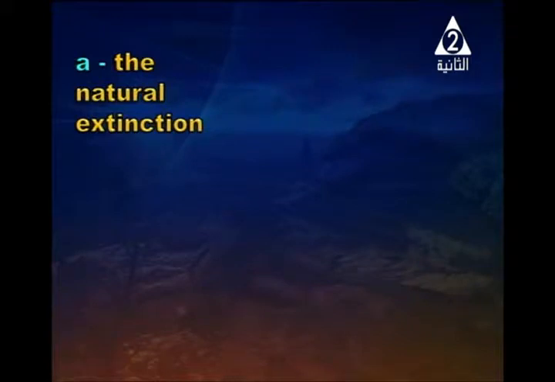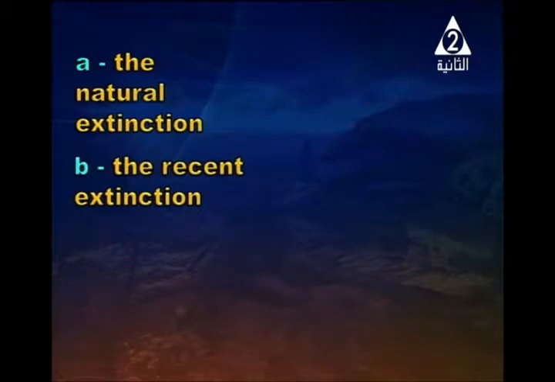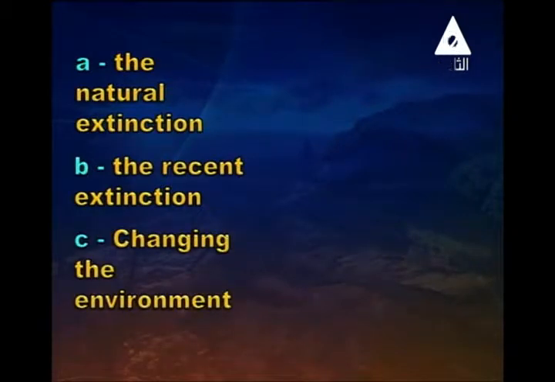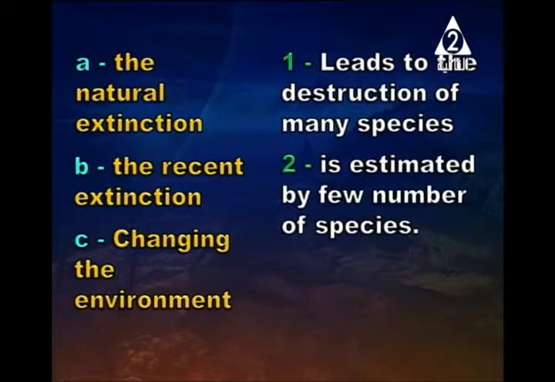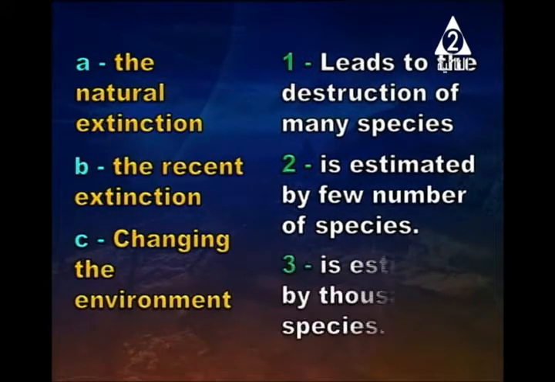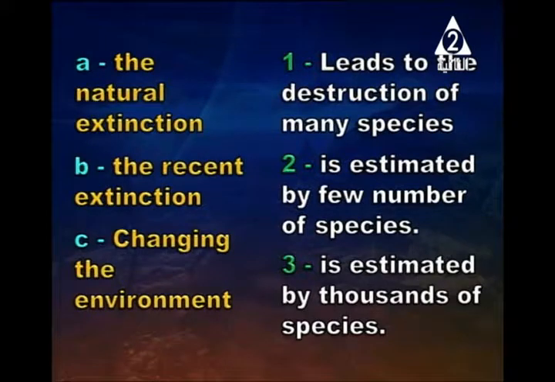Now let's go to the next question. It is a matching question. We have 2 columns here. On the left we have the natural extinction and the recent extinction, and changing the environment, while in the right column we have leads to the destruction of many species. Also we have is estimated by a few number of species, and also is estimated by thousands of species. So we have to match between the two columns.